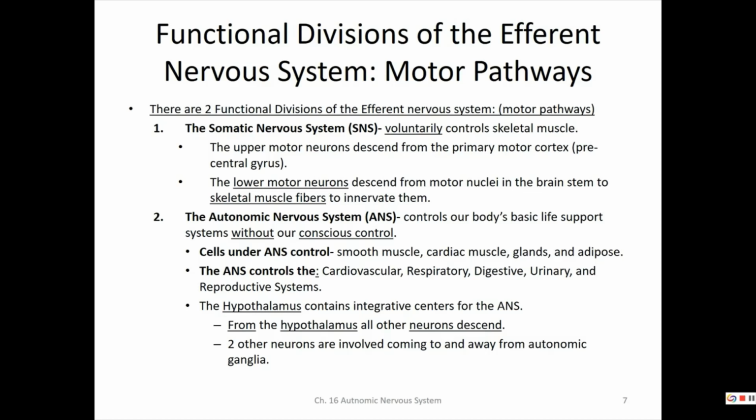And then we have our autonomic, and that is unconscious. It's without conscious control. Now think about this. It controls your life support systems. You don't need to be able to think about your heart beating. You don't have to sit here and go heartbeat, heartbeat. You don't consciously think, breathe in, breathe out, breathe in, breathe out. If you didn't do this, it would kill you to go to sleep at night.